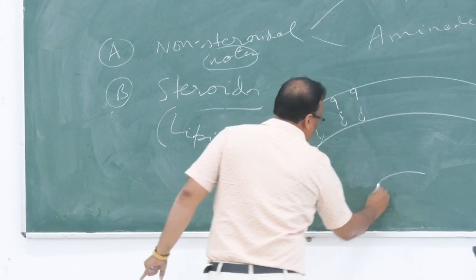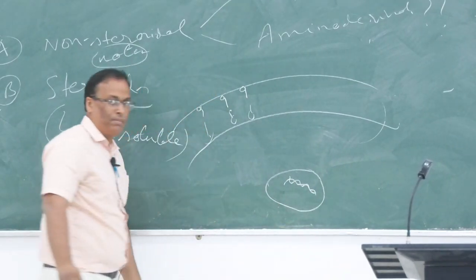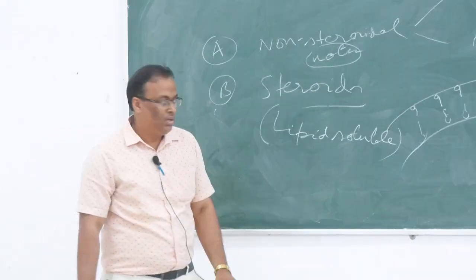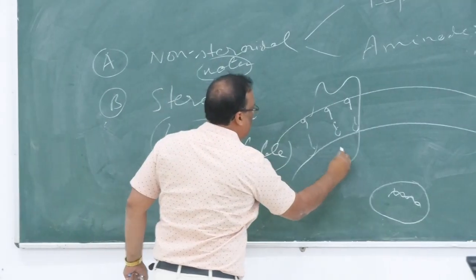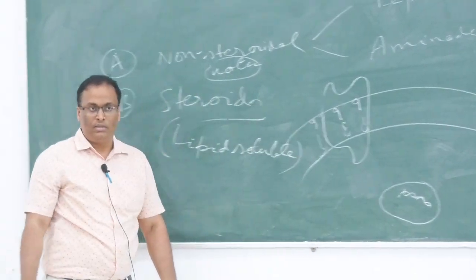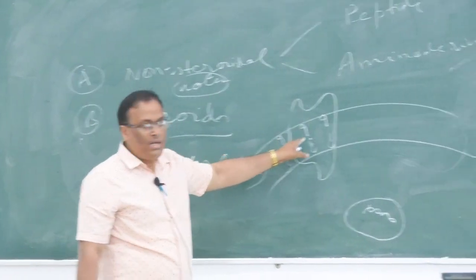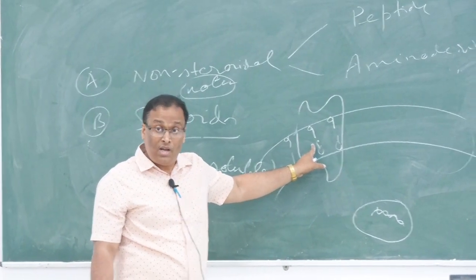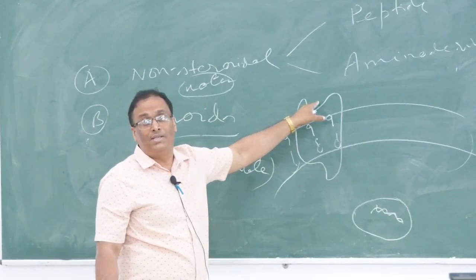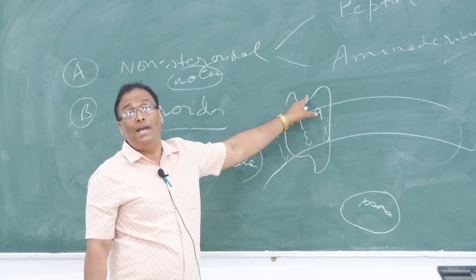Draw a nucleus here, draw a DNA here, stay quiet. Right? So suppose there is a receptor, and this receptor is a transmembrane or membrane-bound receptor, and there is a ligand binding site. Now, which is the binding? Which one here is the ligand?